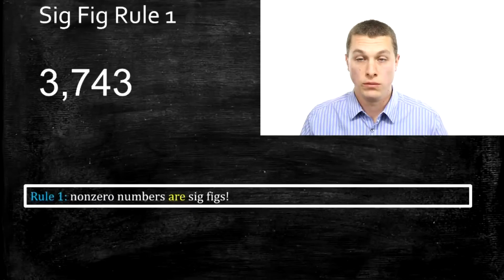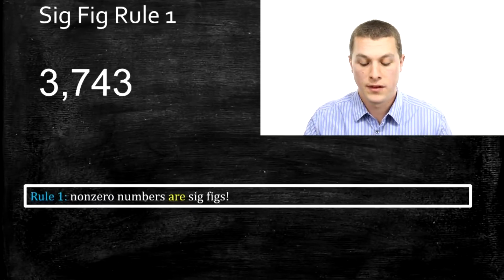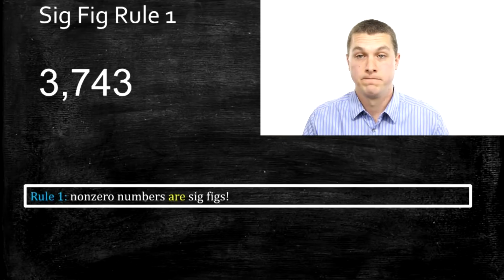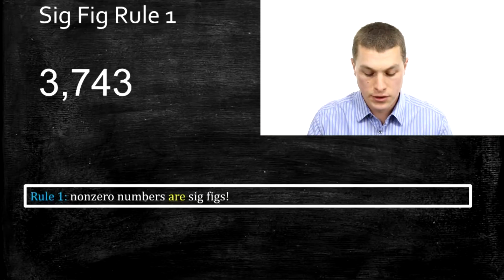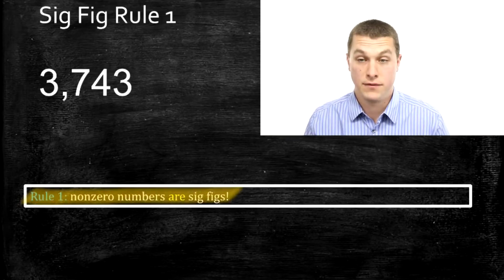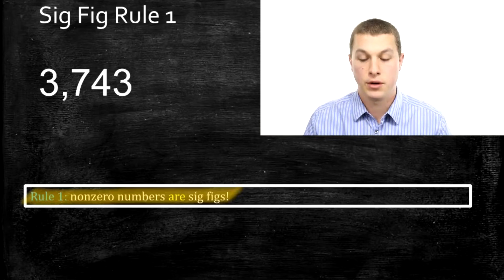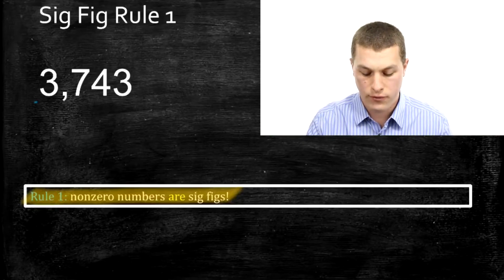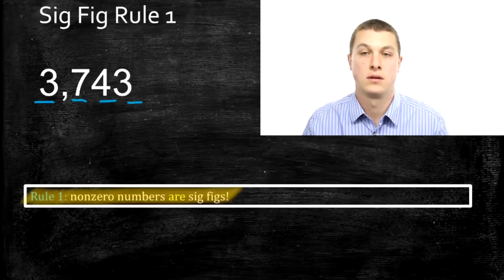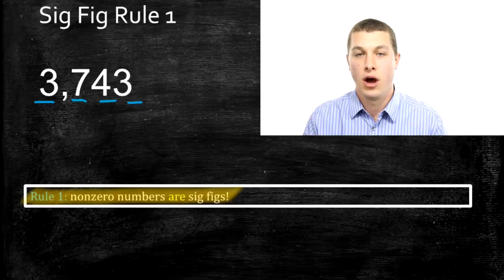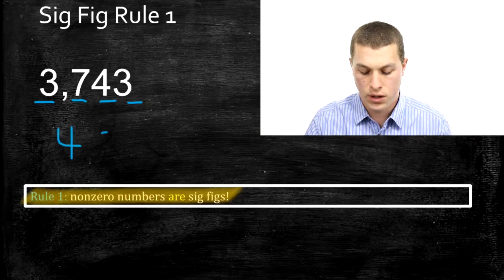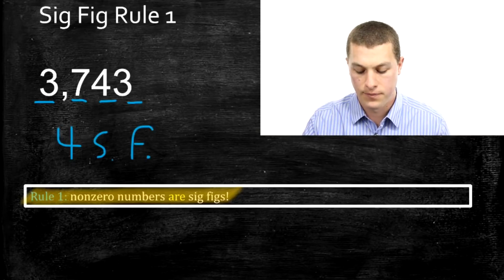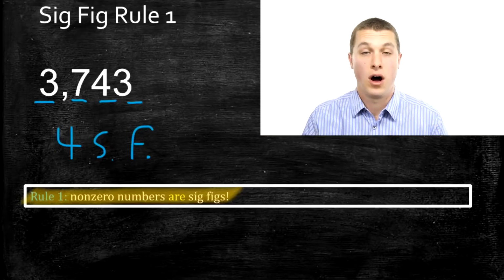So the very first rule, and probably the simplest rule, says that non-zero numbers are significant figures, which I'll commonly abbreviate as sig figs or maybe even just SF. So rule 1 just says non-zero numbers are sig figs. So if we go to this number 3,743, we see that all those numbers are not zeros. So we have 1, 2, 3, 4 numbers. And so what that's communicating is I know all 4 of those numbers. So if we've counted our sig figs there, we'll see we have 4 sig figs, which I'll abbreviate SF. So that's rule 1. That covers all non-zero numbers.